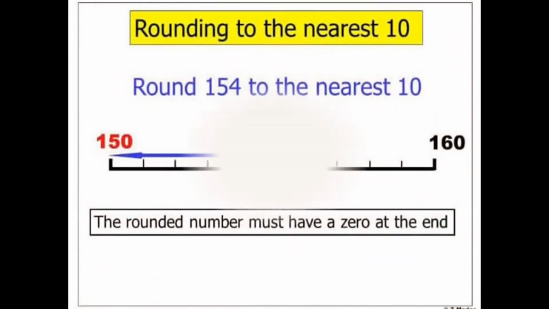Next question says round off 154 to the nearest tens, and here with the help of a number line we can see that the two tens nearest to 154 are 150 and 160, but 154 is more close to 150. So 154 estimated to the nearest tens is 150, and make a note here also, the rounded number must have a 0 at the end. Hopefully it is also clear to you.